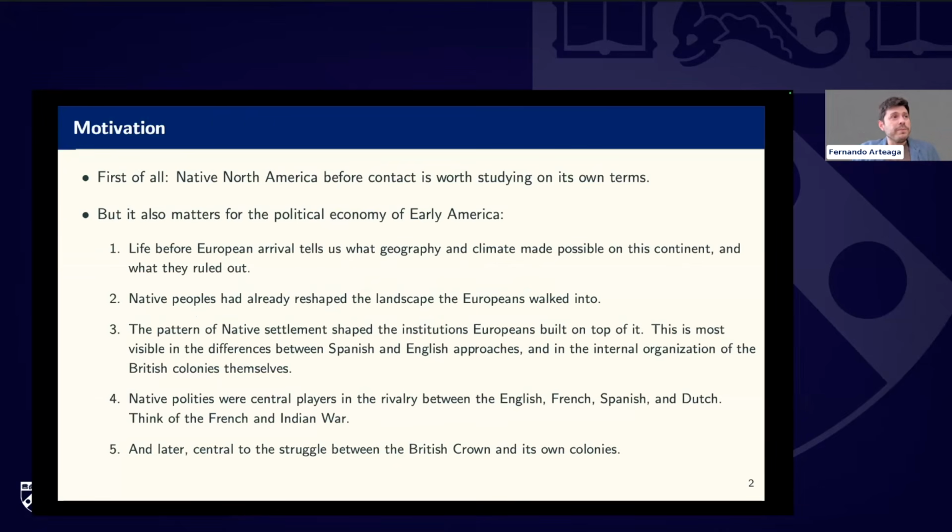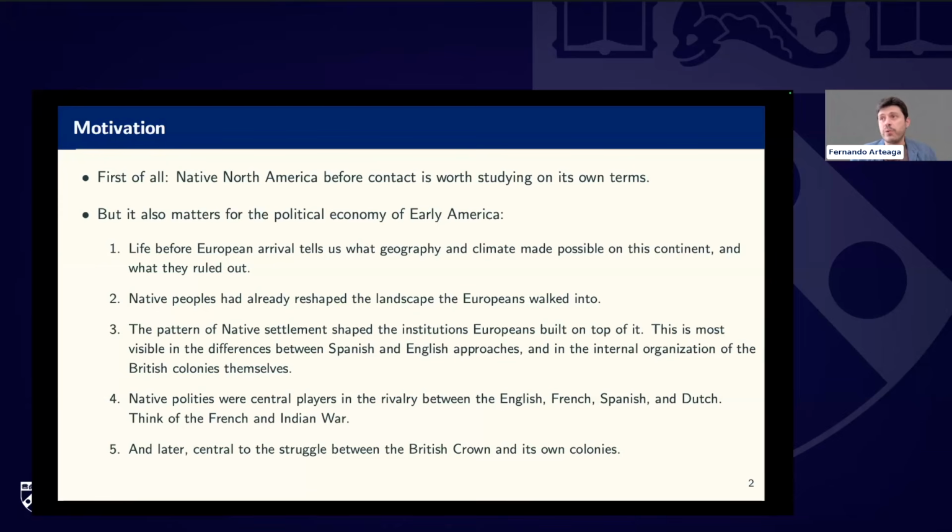Native America is super important precisely because of these five points that I'm highlighting here. The first one is that life before European arrival already tells us how relevant geography and climate were in terms of making societies adapt to them. So already, of course, the Native Americans had to adapt to the different places in which they inhabited. So that's an example of how other human societies would also have to contend with this.